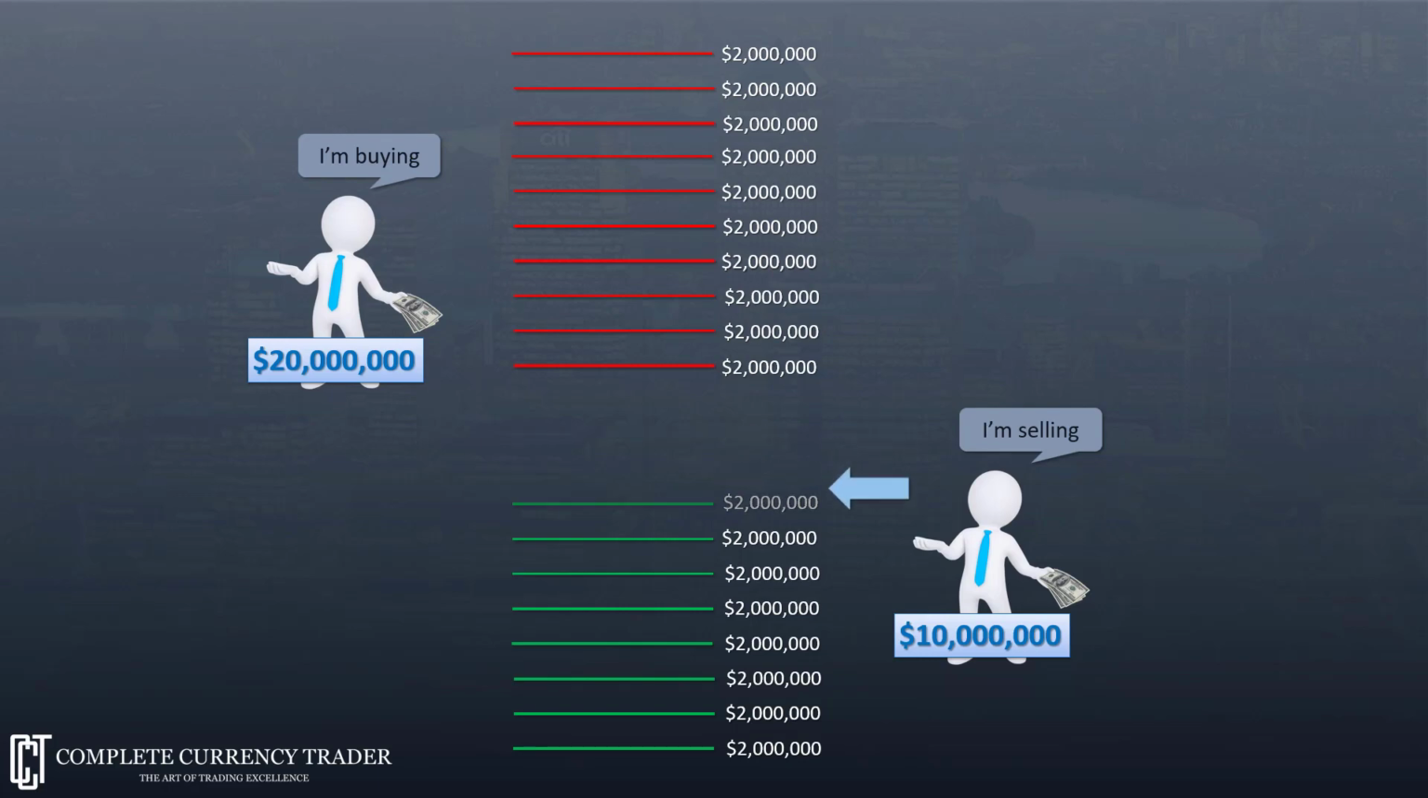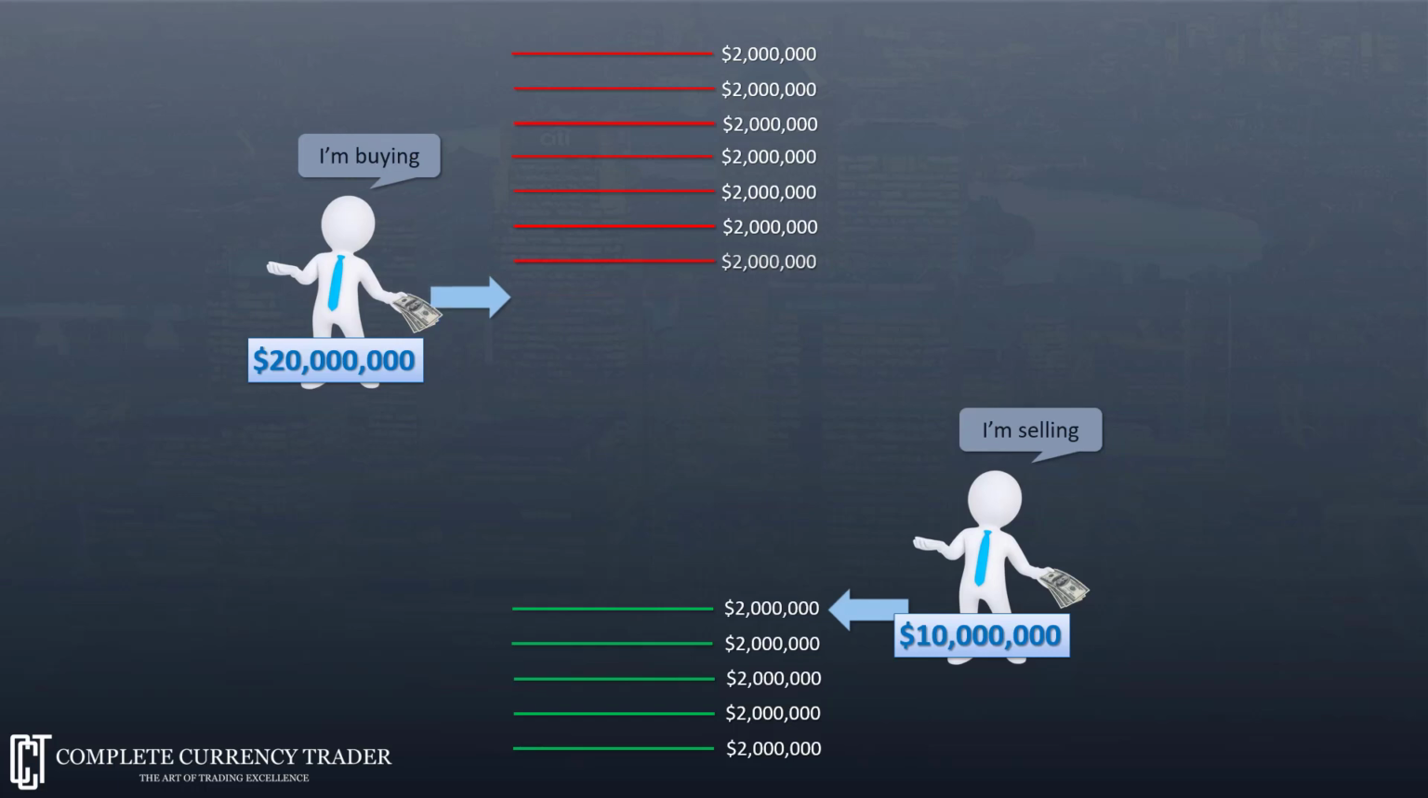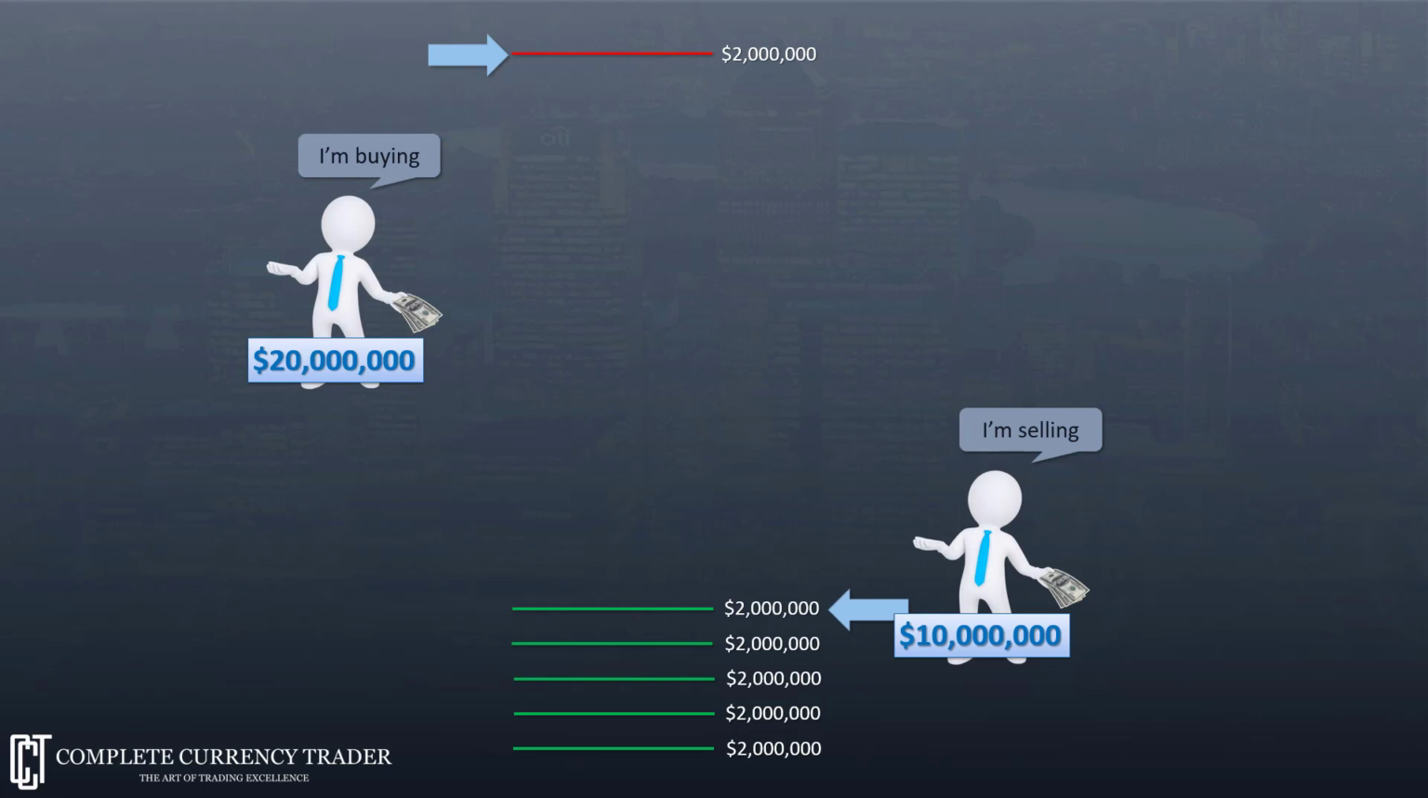The sell orders consume 5 levels of bids. The buy orders consume 10 levels of offers. So all of a sudden, customer demand is far exceeding the supply of liquidity, isn't it? In both directions in this example. And we'll come back to how market makers respond to this kind of situation.